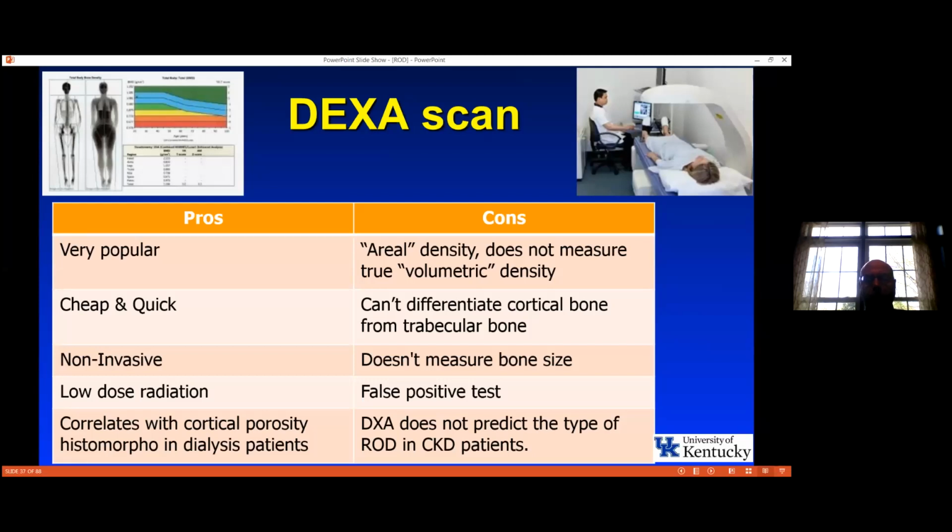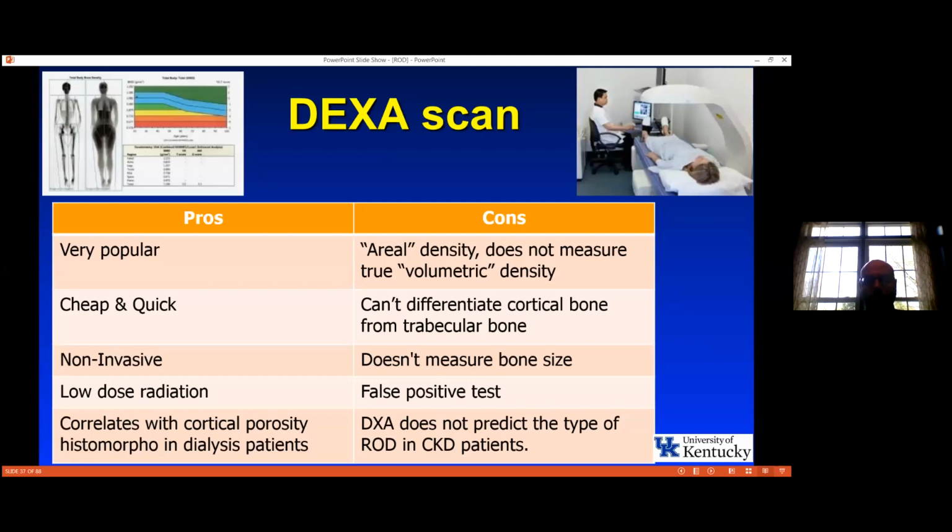Also, DEXA scan does not measure bone size, which is another problem. And it gives you false positive results, especially in our patients. Like this patient with BMD of 1.4, this can be a false positive test for many reasons, but one of the major reasons in the dialysis patient is cardiovascular calcification. This calcification in the aorta can give you falsely higher readings for the BMD, especially when you are checking the vertebral BMD. Also, if they have fractures or osteophytes, they can give you different readings.